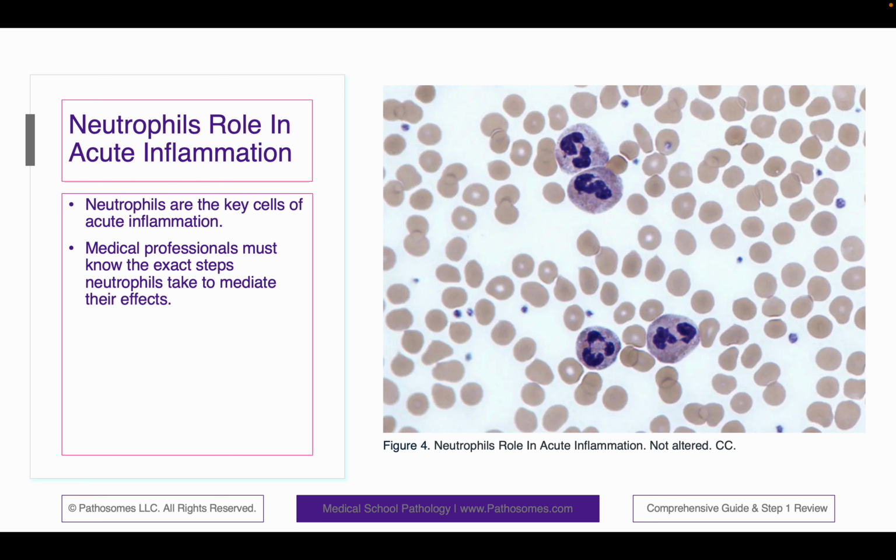Let's talk about our friends, the neutrophils. Neutrophils' role in acute inflammation. We know that neutrophils are the key cells of acute inflammation, right? That's why we're always asked, what's this acute inflammatory process? And we're given various options. Neutrophils are on there and lymphocytes are on there, and it's obviously the neutrophils because they are the key cells for acute inflammation. Don't be tricked. Lymphocytes for viruses. Neutrophils for acute inflammation.